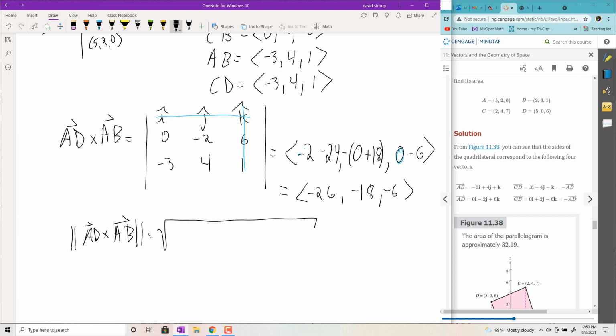equals the square root of that chunk, which is going to be huge. Of course, if you square a negative, the negative will go away, so I'm not writing the negatives for that reason. And then go to your calculator. 26 squared plus 18 squared plus 6 squared is 1036. Take the square root of that. So I'm getting about 32.19.